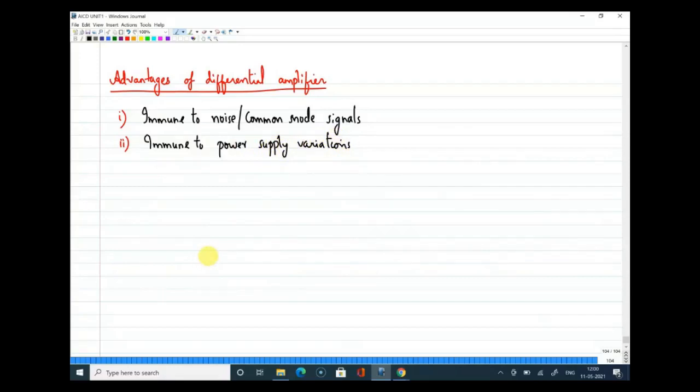All right, so for this we will consider one simple example. Say you have an amplifier here.